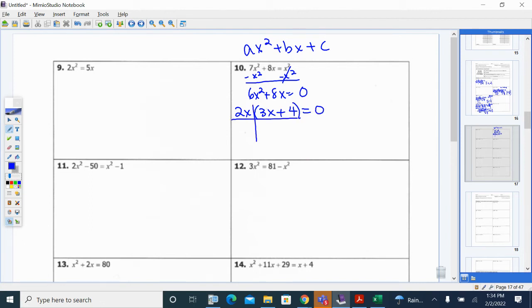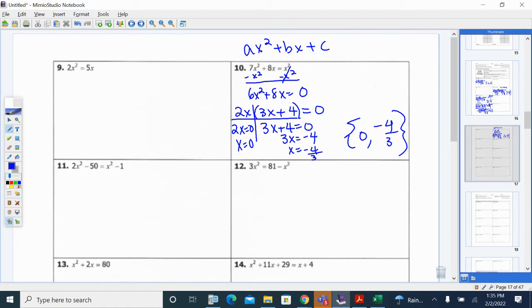I'm going to take my two factors, and I'm going to set them equal to 0. So 2x equals 0, divide by 2, and you still get x equals 0. 3x plus 4 equals 0, subtract the 4, and divide by 3, and we get negative 4/3. So my two solutions for number 10 are 0 and negative 4/3.